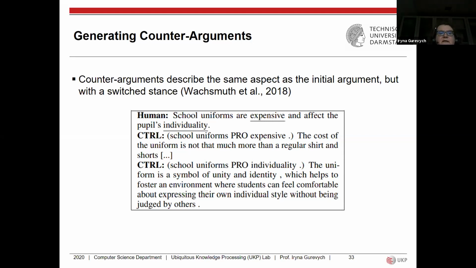The cost of the uniform is not that much more than a regular shirt and shorts. And the second one, the uniform is a symbol of unity and identity, which helps to foster an environment where students can feel comfortable about expressing their own individual style. So as you can see, the arguments look quite human.